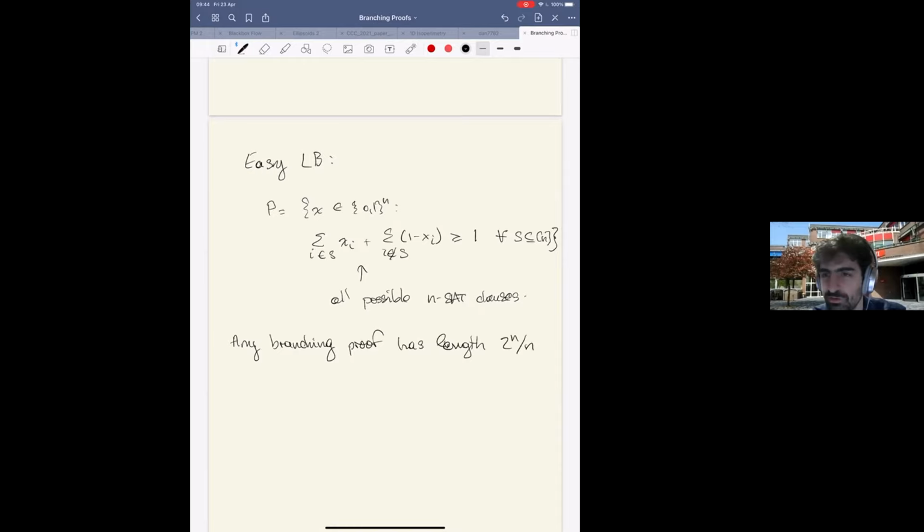Just to be clear, each clause kills exactly one assignment. I think this kills the indicator of the complement of S. Is that right? Yes, I think the way I wrote it, that's what happens. So each clause kills exactly one integer 0-1 assignment. And the claim is that any branching proof that proves infeasibility of this polytope has exponential size.